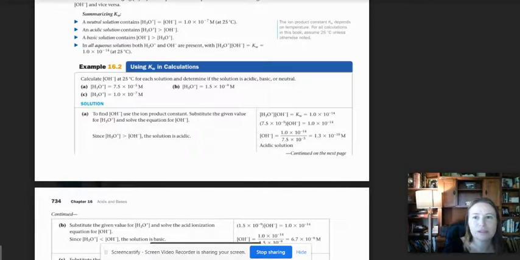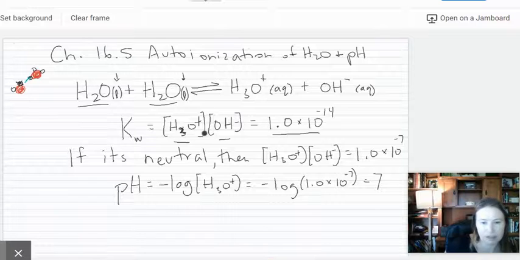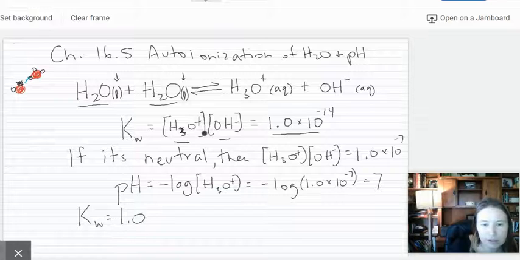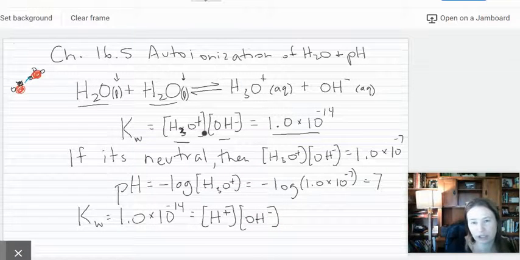So we need to do some problems where we actually solve. We're going to use this equation. Let me rewrite it so it's not quite as messy. Kw is 1 times 10 to the negative 14th, and that's equal to H plus times OH minus. If I know Kw, which I do, it's always the same number, and I know the H plus, I can calculate OH minus using simple algebra. The exponents are ugly, but solving it is just basic algebra.